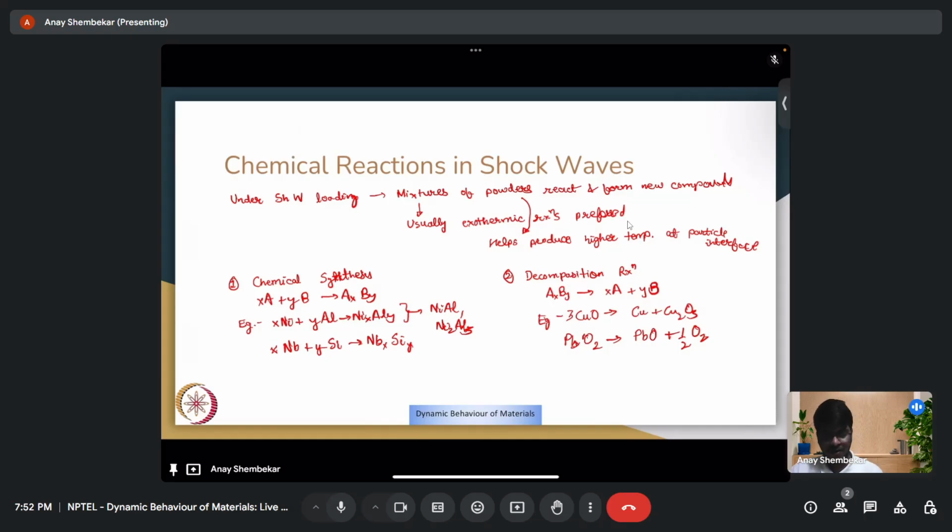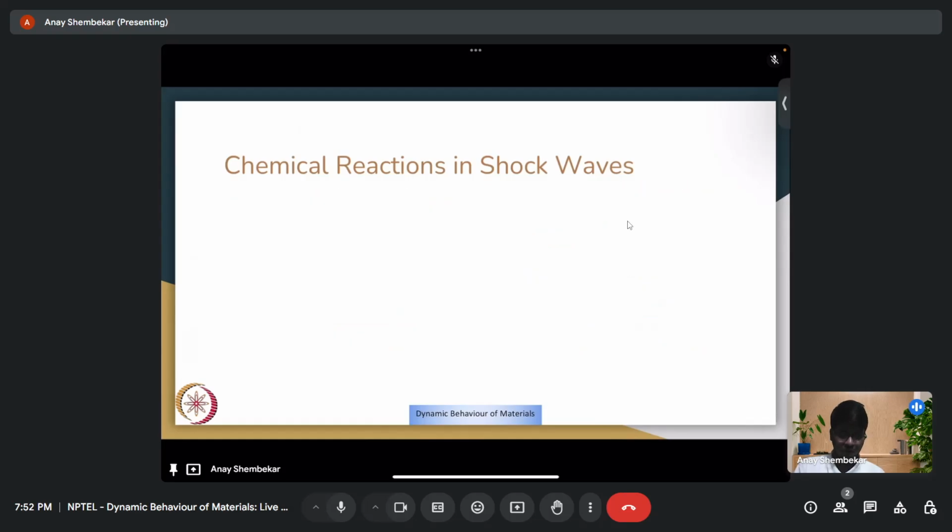Reactions can be initiated by shock waves or they can proceed to completion. What also happens is that the temperature in the material can be increased after passing of shock waves, so that can help in continuing the reaction. So we have three possible scenarios regarding reaction completion or progression.